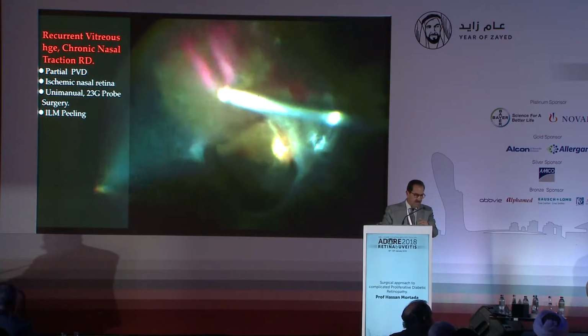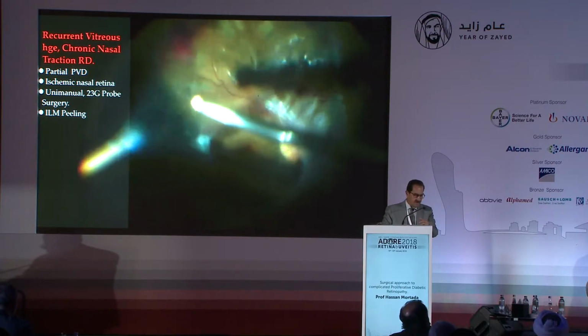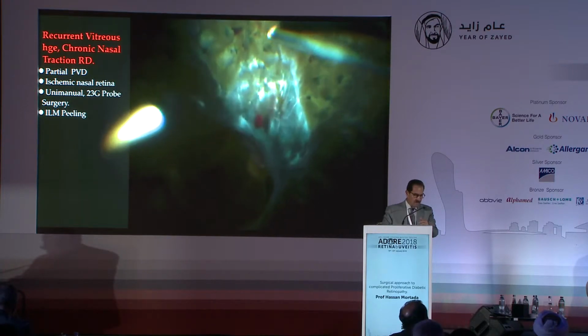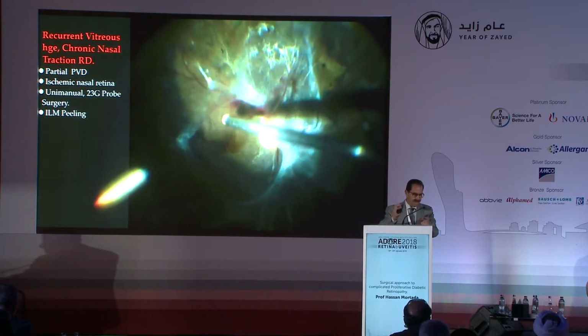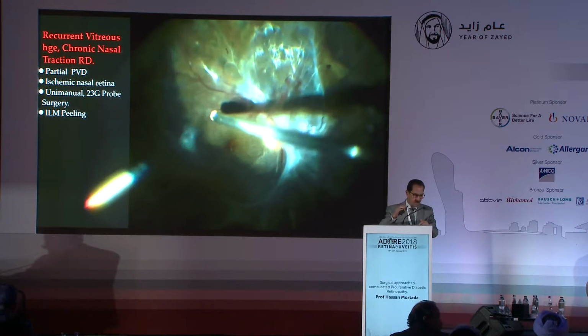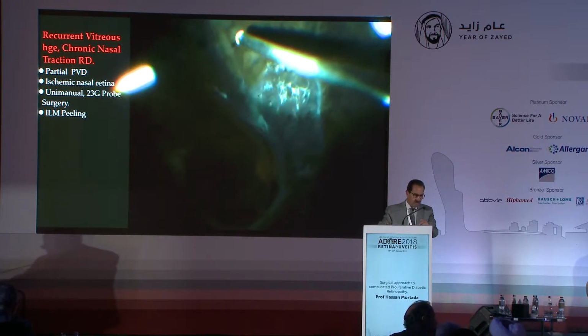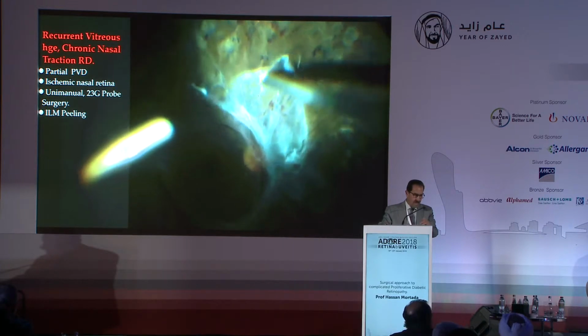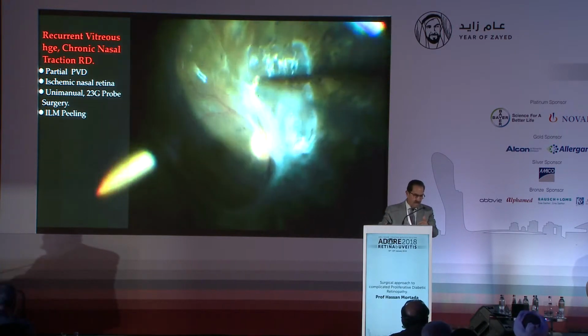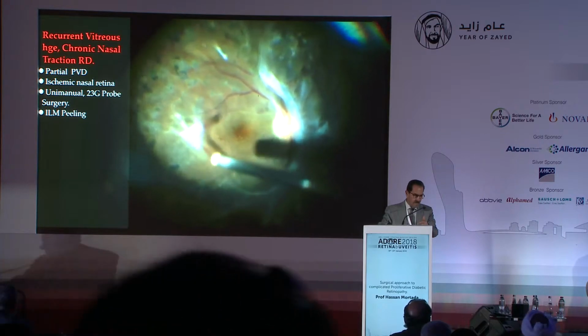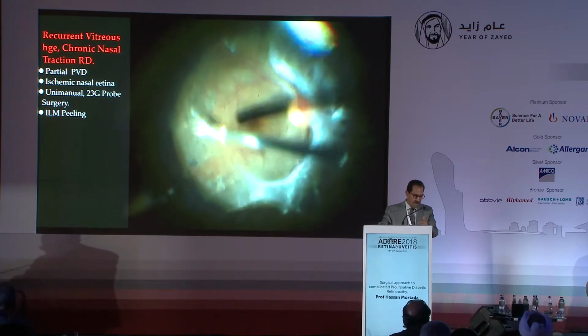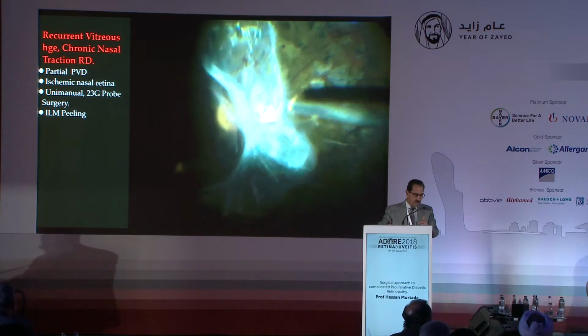Again, this is a case of severe traction retinal detachment and vitreous hemorrhage. You work from here, you cut the connection between the fibrovascular tissue and the peripheral part of the retina. Here, again, the fold back technique, trying to remove the fibrovascular tissue. And usually there is a transparent membrane connecting the peripheral part of the fibrovascular tissue to the peripheral part of the retina.